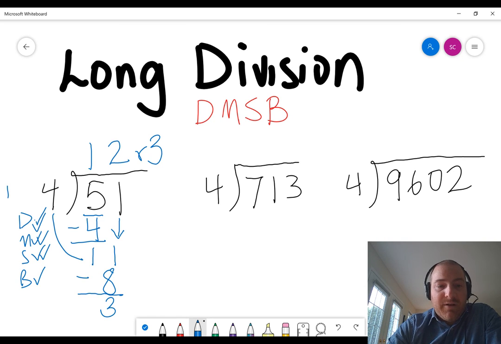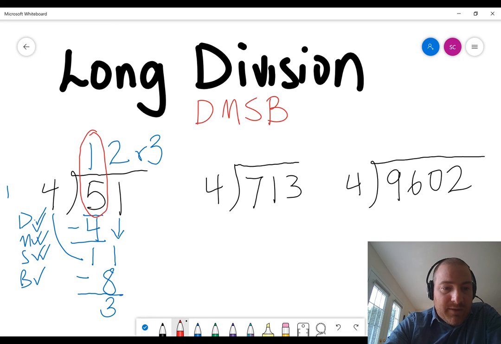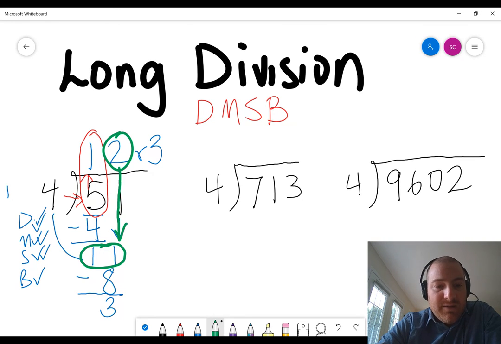That is the process of long division shown for you. We're using divide, multiply, subtract, bring down. It's really important that I keep these numbers nice and organized. Because 4 goes into 5 one time, I want to make sure the 1 is directly above the 5. Because 4 goes into 11 two times, I want to make sure that 2 is directly in that same column as the 1 that I brought down. Keeping that place value is really, really important.